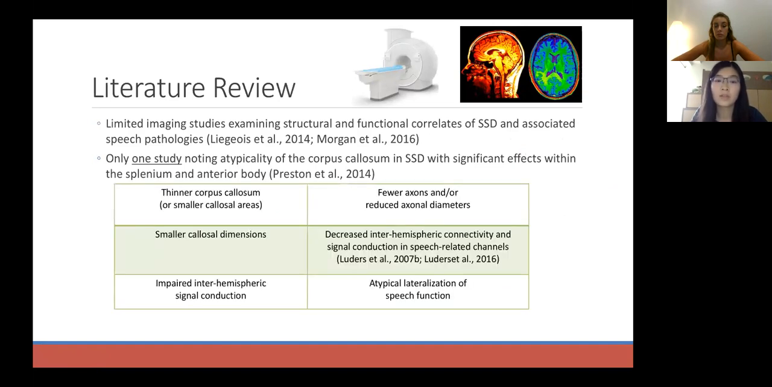For more information, a thinner corpus callosum represents fewer axons, and studies show that smaller callosal dimensions suggested decreased interhemispheric connectivity and signal conduction in speech-related channels. Therefore, we are wondering if impaired interhemispheric signal conduction would lead to atypical lateralization of speech function and speech disorders.